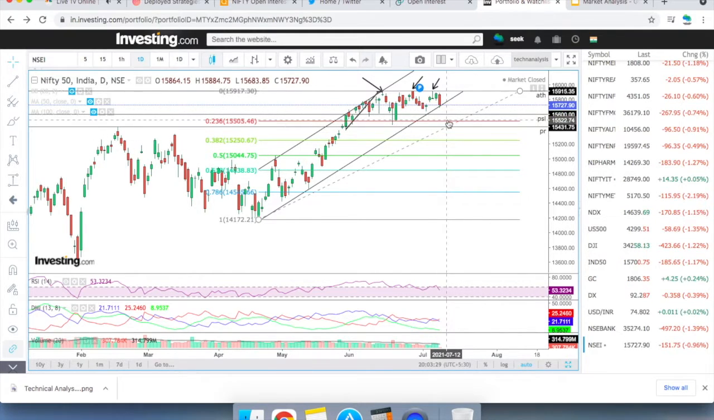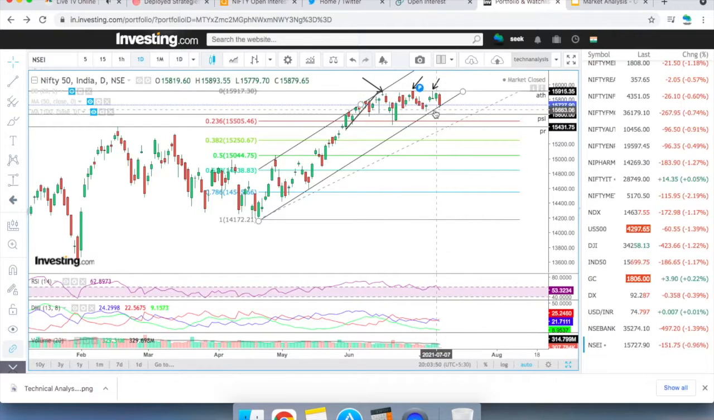It may correct, right? It may correct to 23 Fib or 38 Fib, right? So that is not going to be a one-time big crash. It may take its own sweet time if it corrects. If it is consolidating, it would continue to do that. So that depends on whether the channel is broken or not.